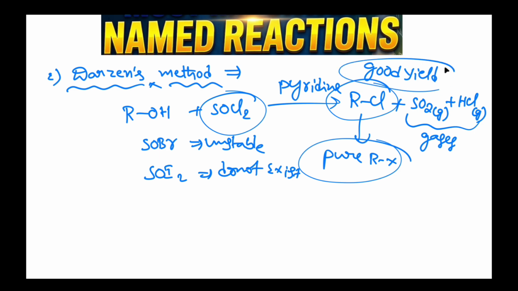This is the best method to prepare pure alkyl halide because the byproducts are easily escapable gases, so we have only pure alkyl halide. By using Darzens method, we can prepare only alkyl chlorides. Alkyl bromides and alkyl iodides cannot be prepared by this method.